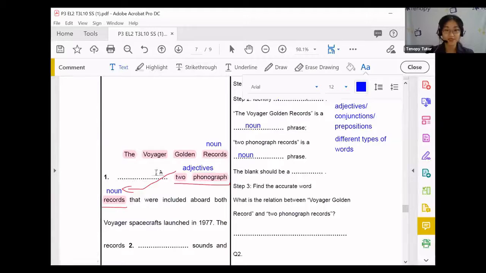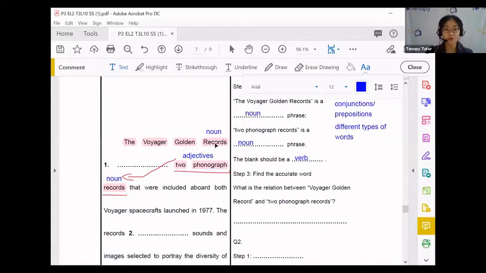What goes in here? Very good, you guys are very good. We're looking for a verb that can connect these two noun phrases, a verb that shows the relation between them. So we are looking for a verb that shows the relationship between the Voyager Golden Records and two phonograph records.